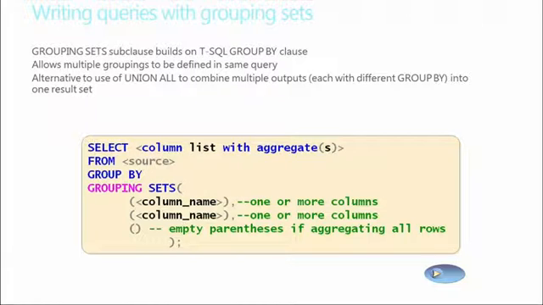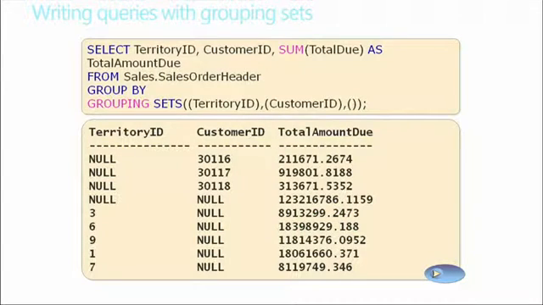But this is an example. I don't know if I have an example in here. I do. We do a select TerritoryID and CustomerID. We're going to do an aggregate function of SUM as TotalAmountDue, and then from the SalesOrderHeader table, we'll GROUP BY, and then we're going to use GROUPING SETS.